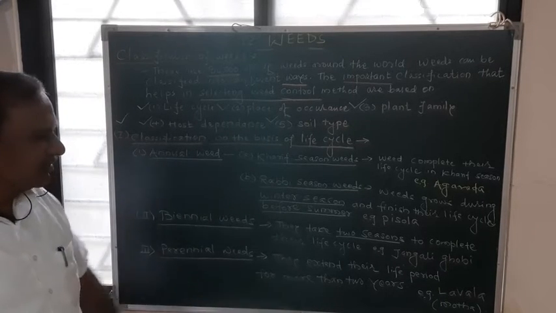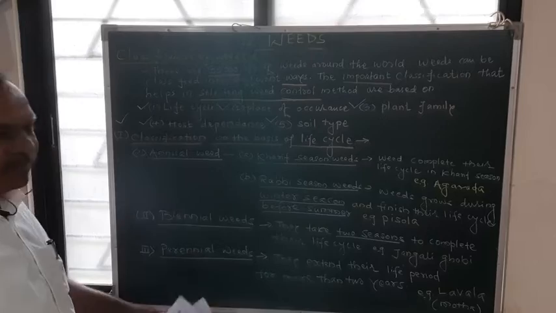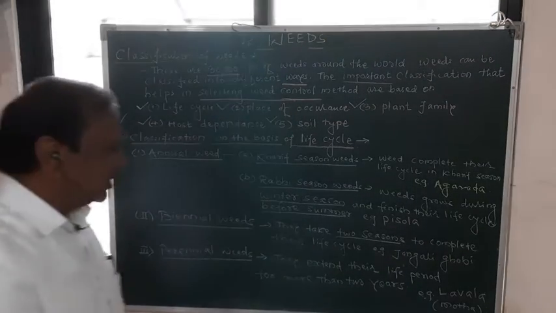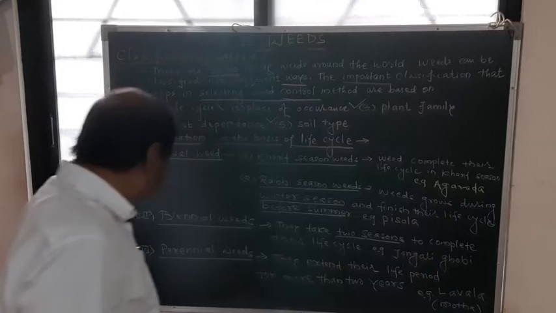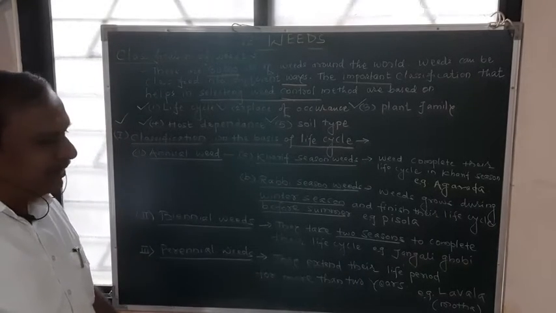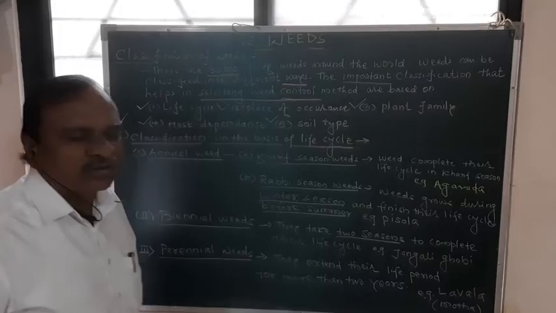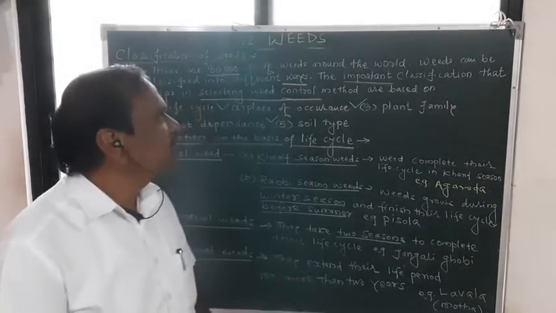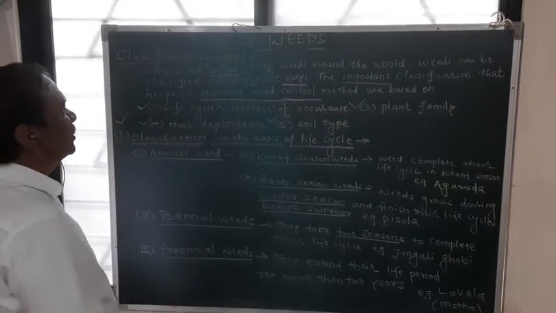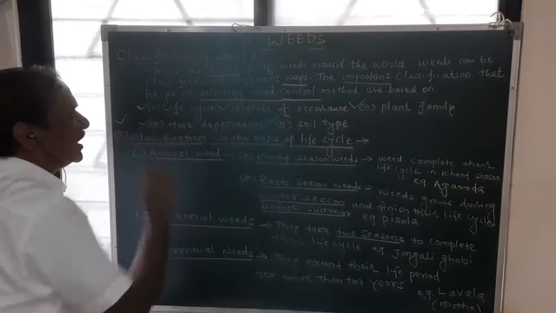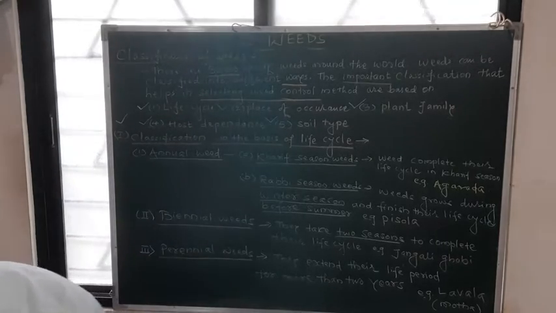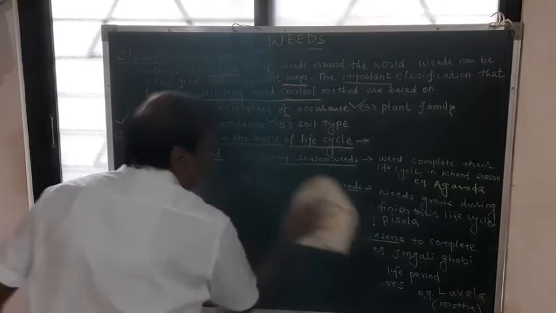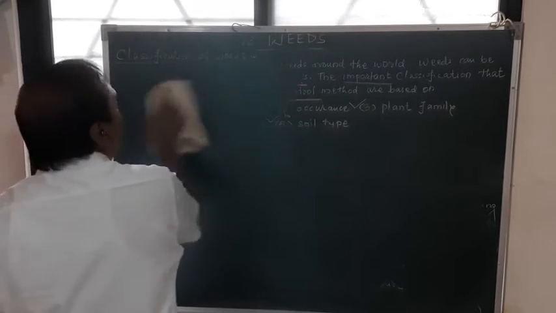Then there are biennial weeds. They take their life cycle in 2 seasons. It may be Kharif or Rabi. Example is the jungli gobi. And next is perennial weeds. Perennial weeds are the weeds which are mostly present under the soil. This is in short about the classification of weed based on their life cycle. Then second is the place of occurrence, that is, where they occur.